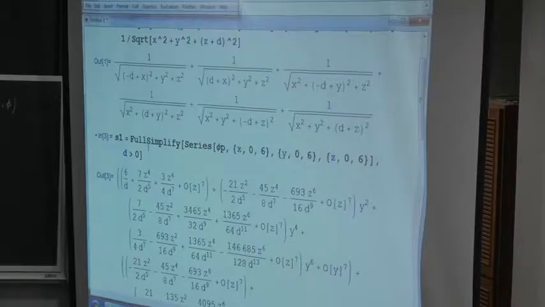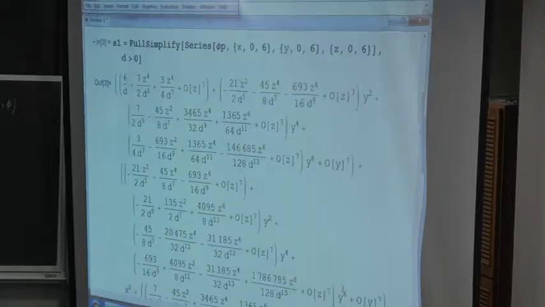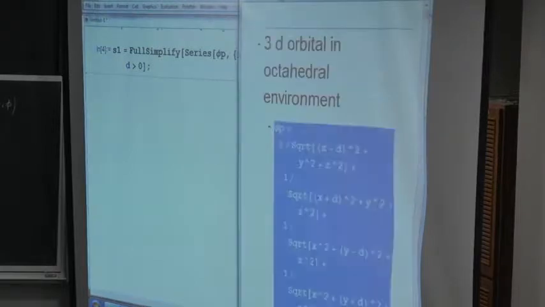So what you see here, you get a z4 term, a z6 term, and terms of the order of z7, etc. But this is not the form that we would like, because y4 is being multiplied by z4. So I would like to separate out terms: x square y square, x square z square separately, etc. In order to do this, I perform a trick in Mathematica.